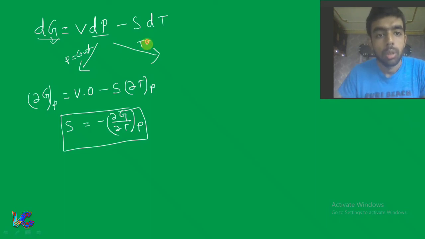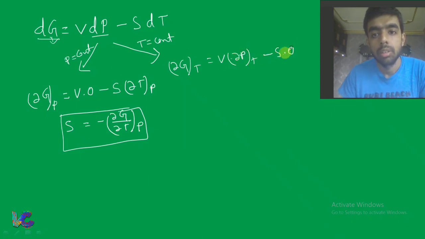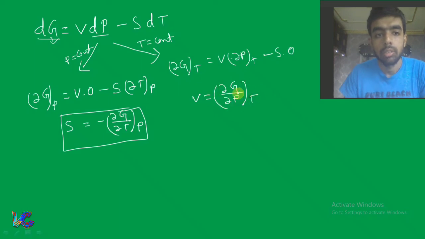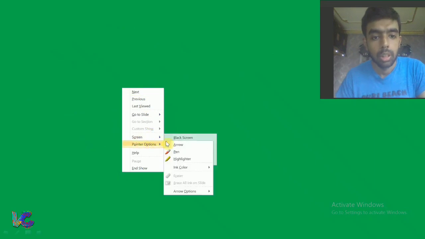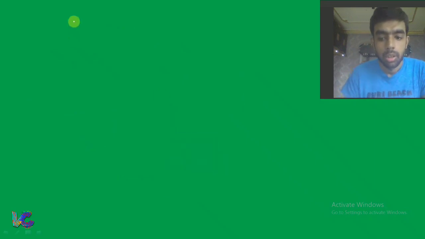Now if you write T equal to constant, that means dG becomes del G at constant T equal to V into del P at constant T minus S into 0, because T is constant, so dT will be 0. So V becomes del G del P at constant T. So like this, the other three you can do.